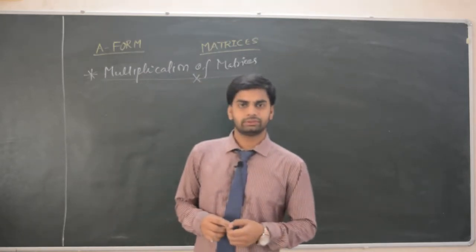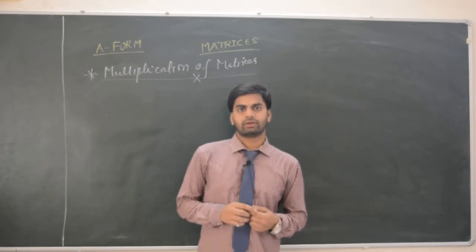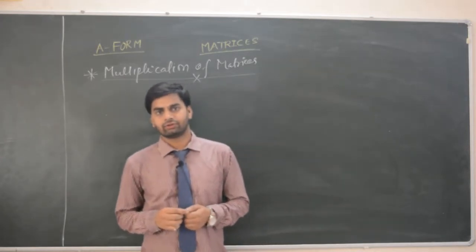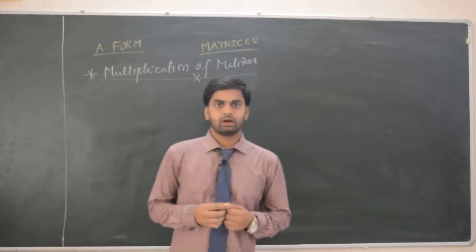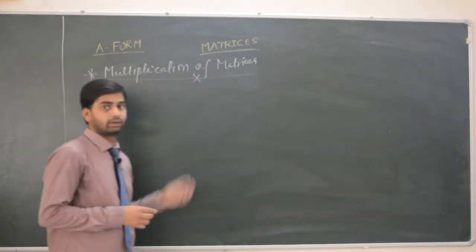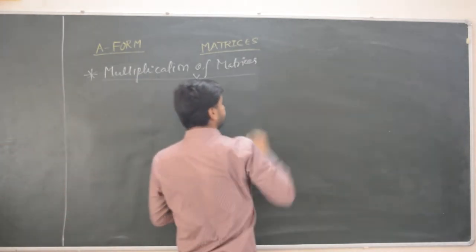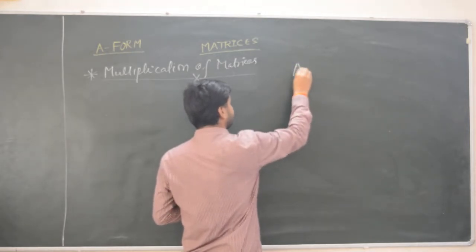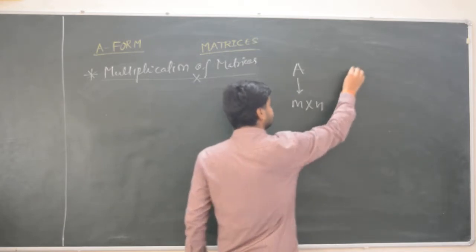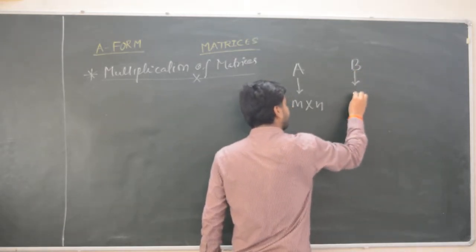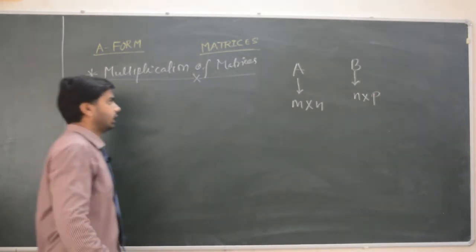So in our previous video we started operations related to matrices, and we covered addition of two matrices and subtraction of two matrices. Today we are going to cover a new topic, multiplication of two matrices. Suppose we have two matrices A and B. Matrix A is of order m by n, and matrix B is of order n by p, and we want to multiply these two matrices A and B.